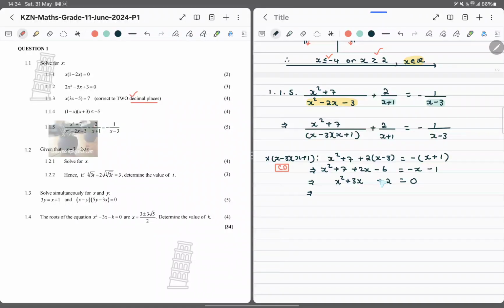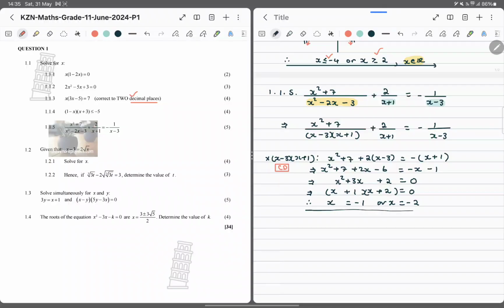Now guys, can we factorize this thing? Definitely we can. If you're not sure, check the discriminant. So this is x plus 2 times x plus 1. Therefore, x must be minus 1, or x must be minus 2.